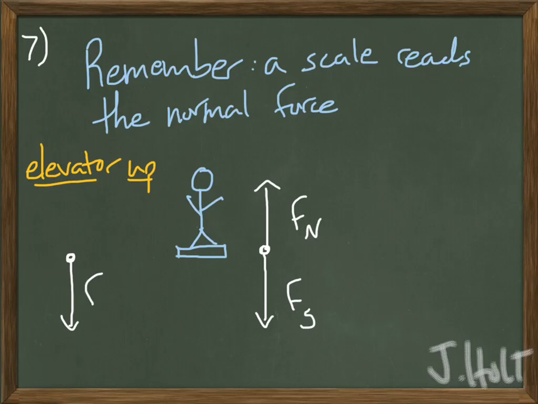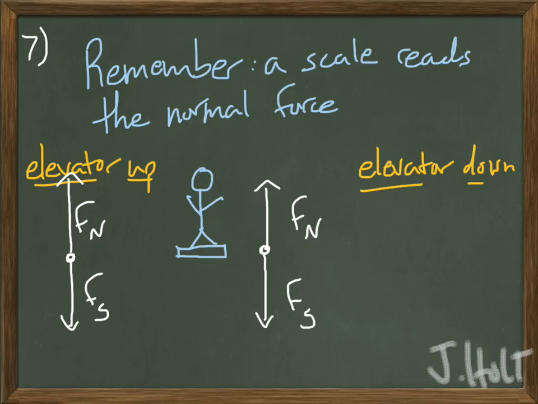Okay, so let's consider an elevator that's moving up. Your force of gravity is always going to be the same because your mass and your acceleration never change. I mean, the 9.8 never changes. Now let's consider an elevator going down. Your force of gravity is still the same, but this time your normal force is going to be a little bit less.